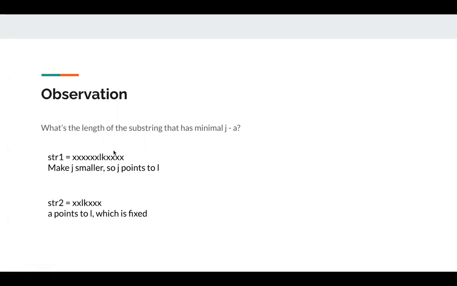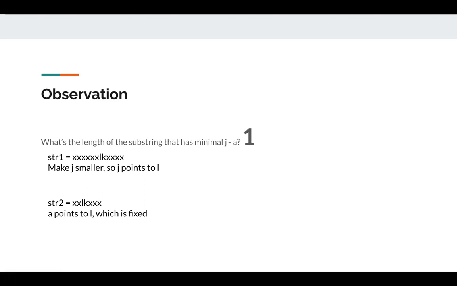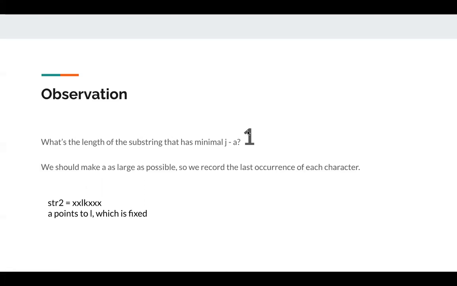j is different. But we want to make j smaller, so j can point to L. So we can just match L, which means the length should be 1, right? Since if the length is greater, j will become greater, we can always make it smaller by choosing length one. So this is the most important step here.